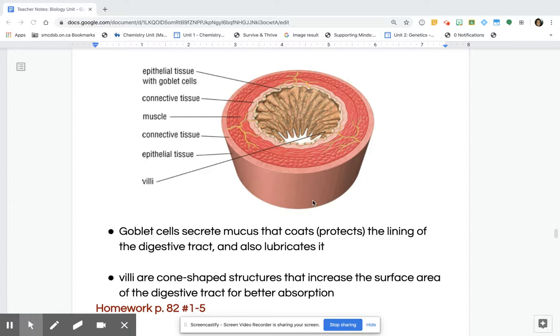In our digestive tract, we also have these things called goblet cells that help to secrete mucus. And I know nobody likes to talk about mucus. It probably sounds super gross, but it's actually super important for protecting our tract. It helps to protect the lining. It also helps to lubricate it so that you don't get food stuck there, so it can flow through really nicely. So this is our digestive system.